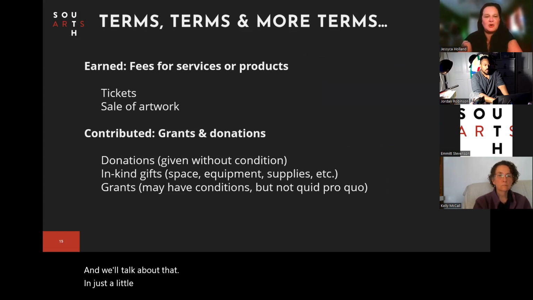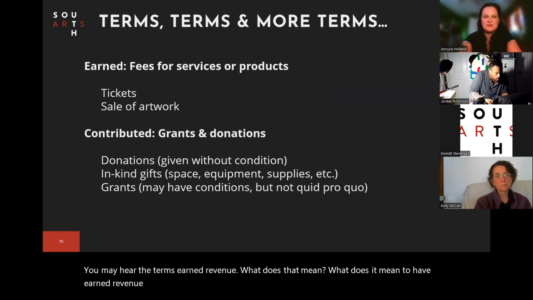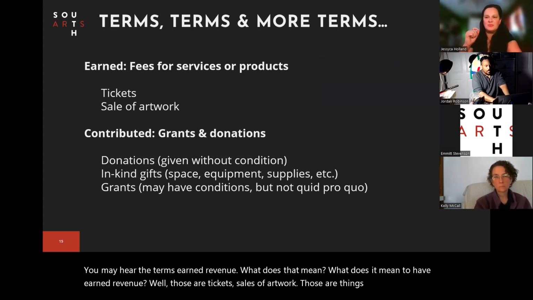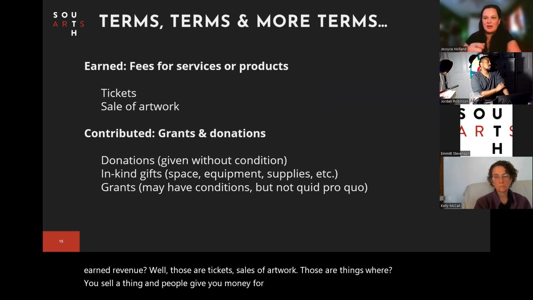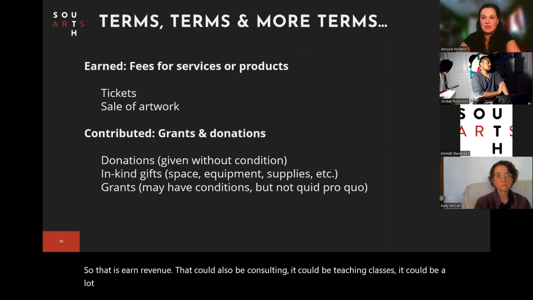You may hear the term earned revenue. What does that mean? What does it mean to have earned revenue? Well, those are tickets, sales of artwork. Those are things where you sell a thing and people give you money for it, right? So that is earned revenue. That could also be consulting, it could be teaching classes, it could be a lot of different things, but typically there's an exchange of money for the service or product that you're providing.